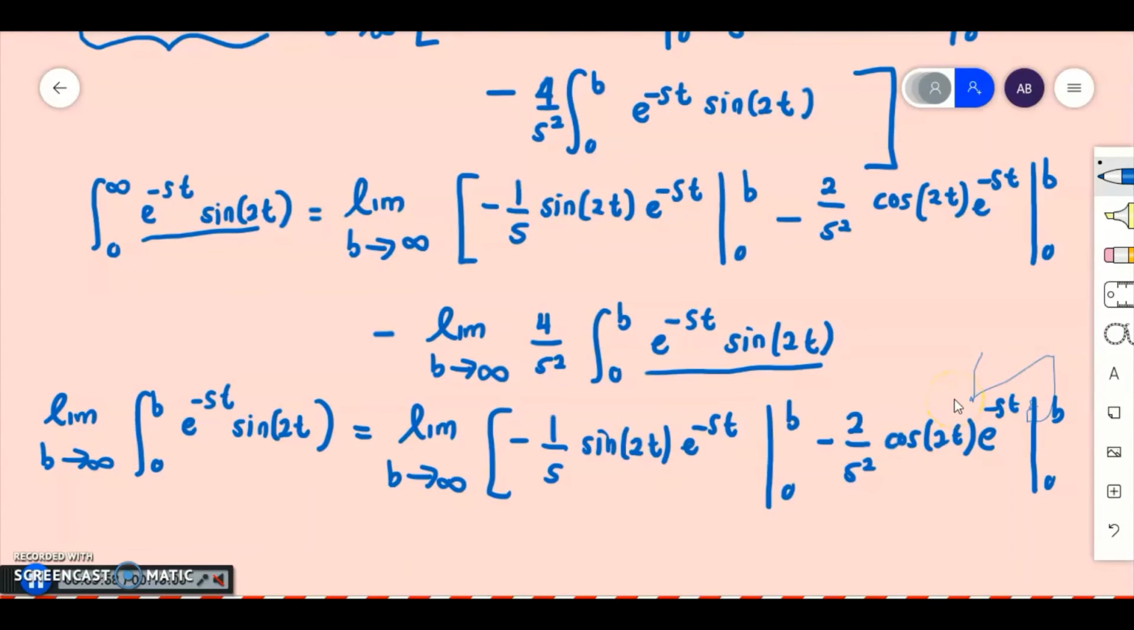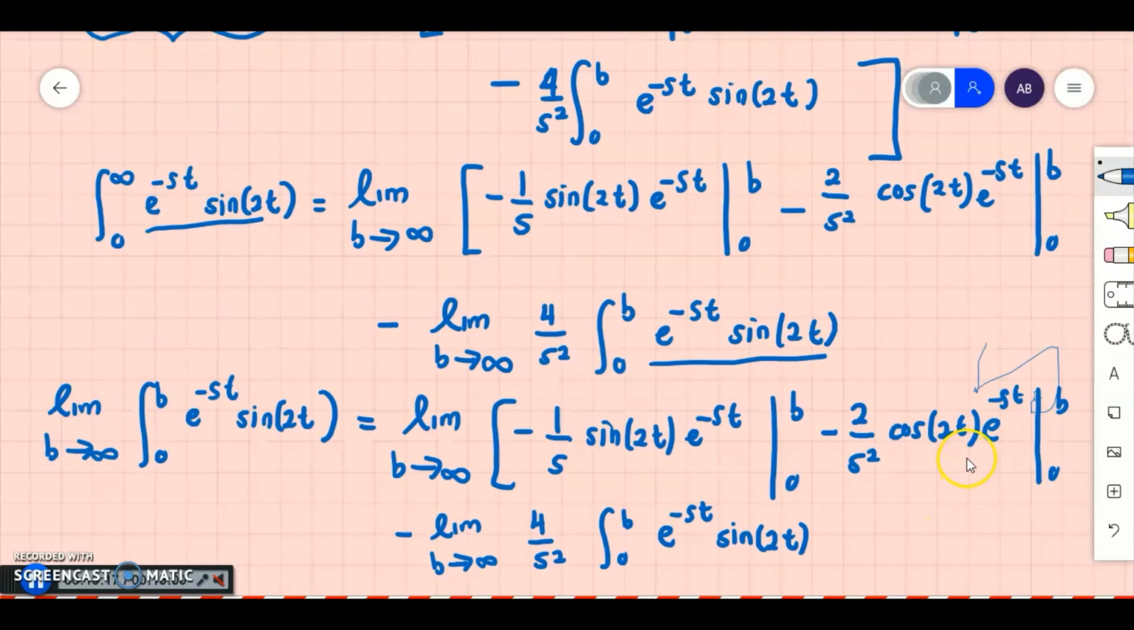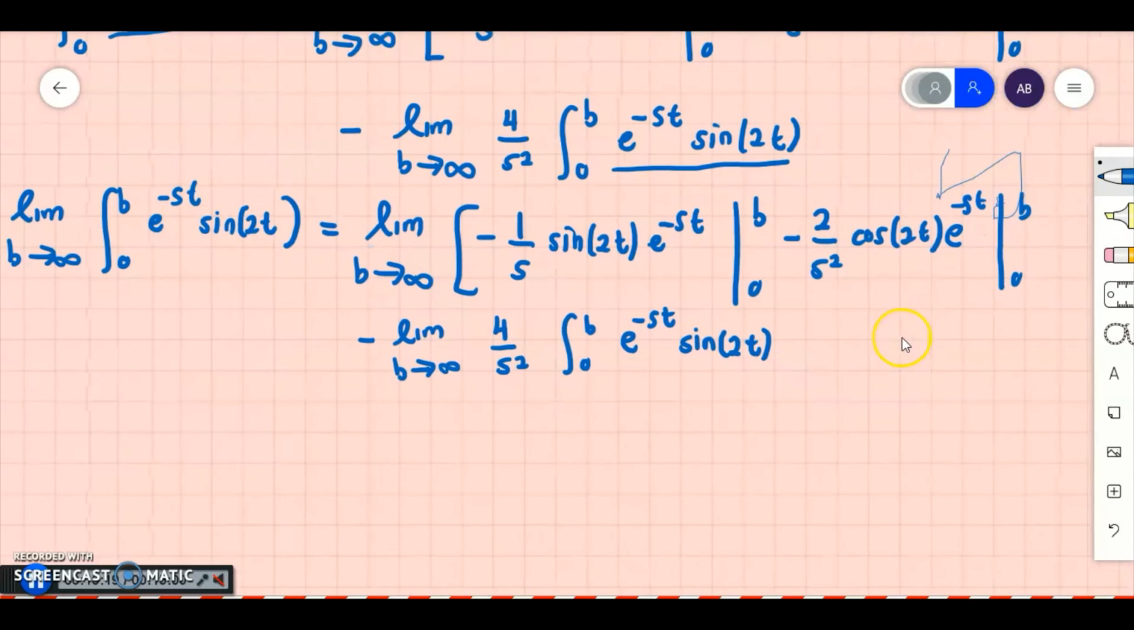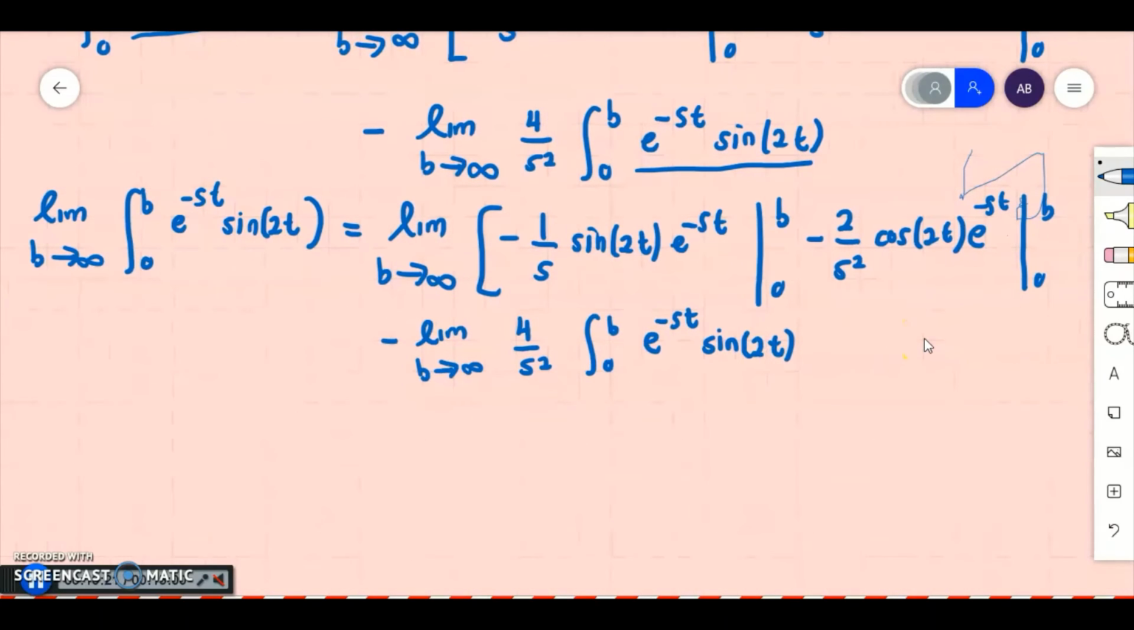So now we have minus limit b approaches infinity of 4 over s squared, times this part here, the integral from 0 to b of e to the negative st sine 2t. Okay, so we can see the common term here. If you look properly, there's a common term involving this one here, this and this. You see that? So we can factor it out. So I want to bring this whole thing to the other side.